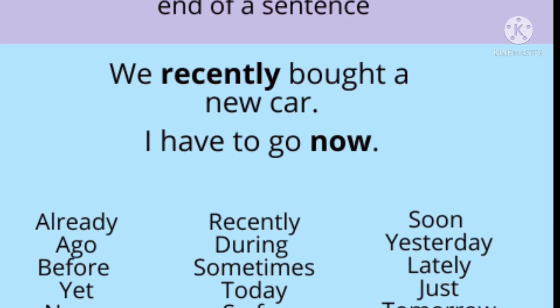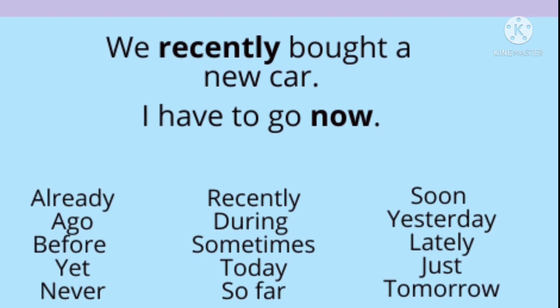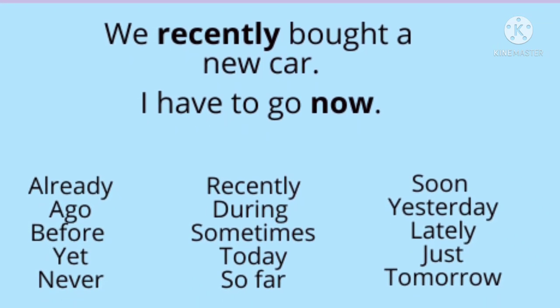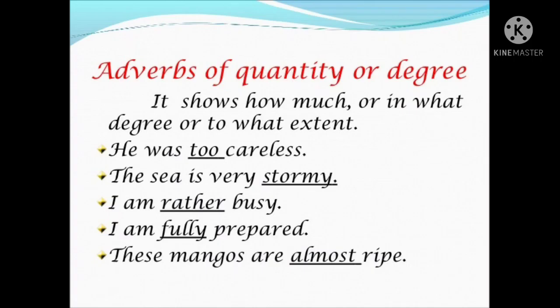Common examples of adverbs of time are already, ago, before, yet, recently, sometimes, today, so far, lately, just, tomorrow. Let's now understand what an adverb of quantity or adverb of degree is. It shows how much, or in what degree, or to what extent an action is being done. Let's study them in detail one by one.